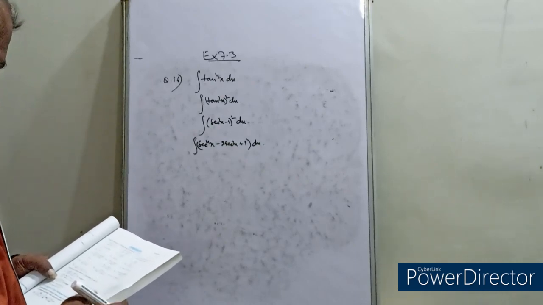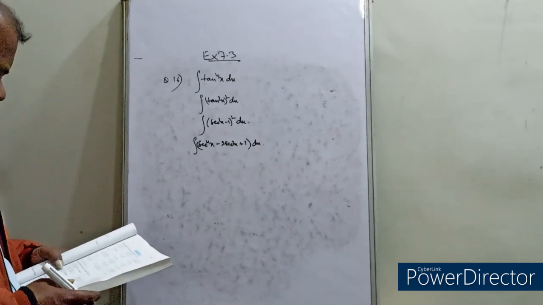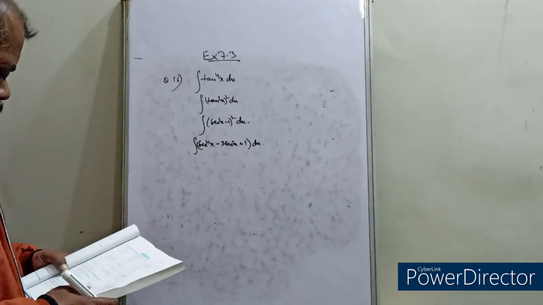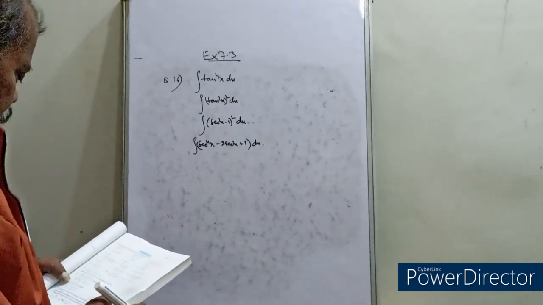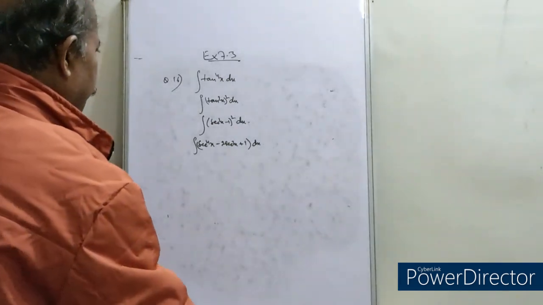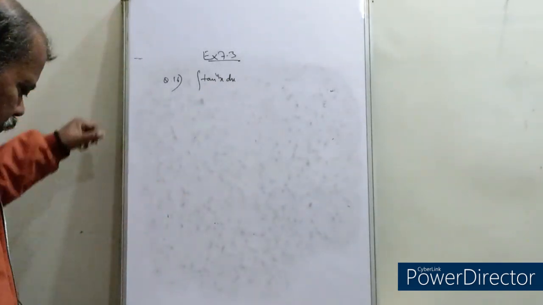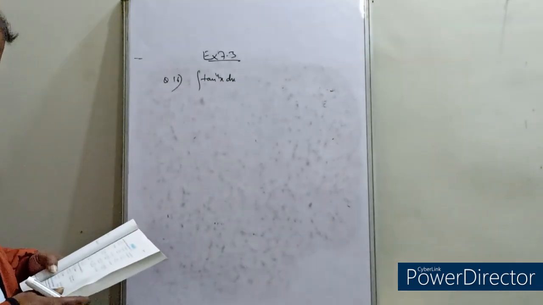If we take tan x, sin 4x by cos 4x, again there will be a problem, because sec 4x is creating a problem. Let us take another way, taking tan square x the whole square.